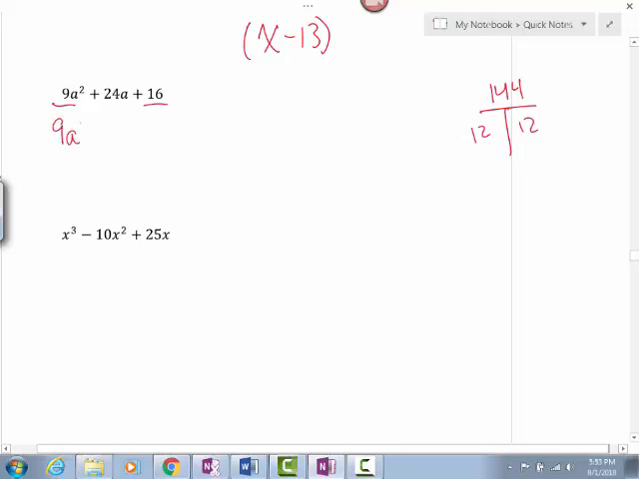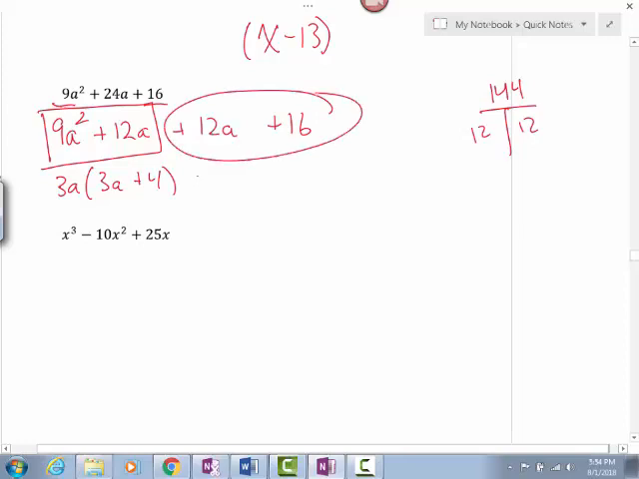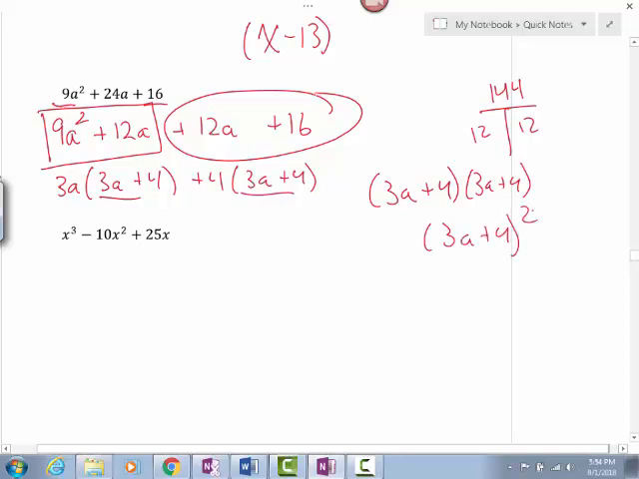Okay, so now I have 9a squared plus 12a plus another 12a plus 16. So out of here I can factor out a 3a. We're left with 3a plus 4. Out of here I can factor out the number 4. Again, I'm still left with 3a plus 4. So now I have 3a plus 4 and another 3a plus 4, which again we can write as 3a plus 4 squared, right?